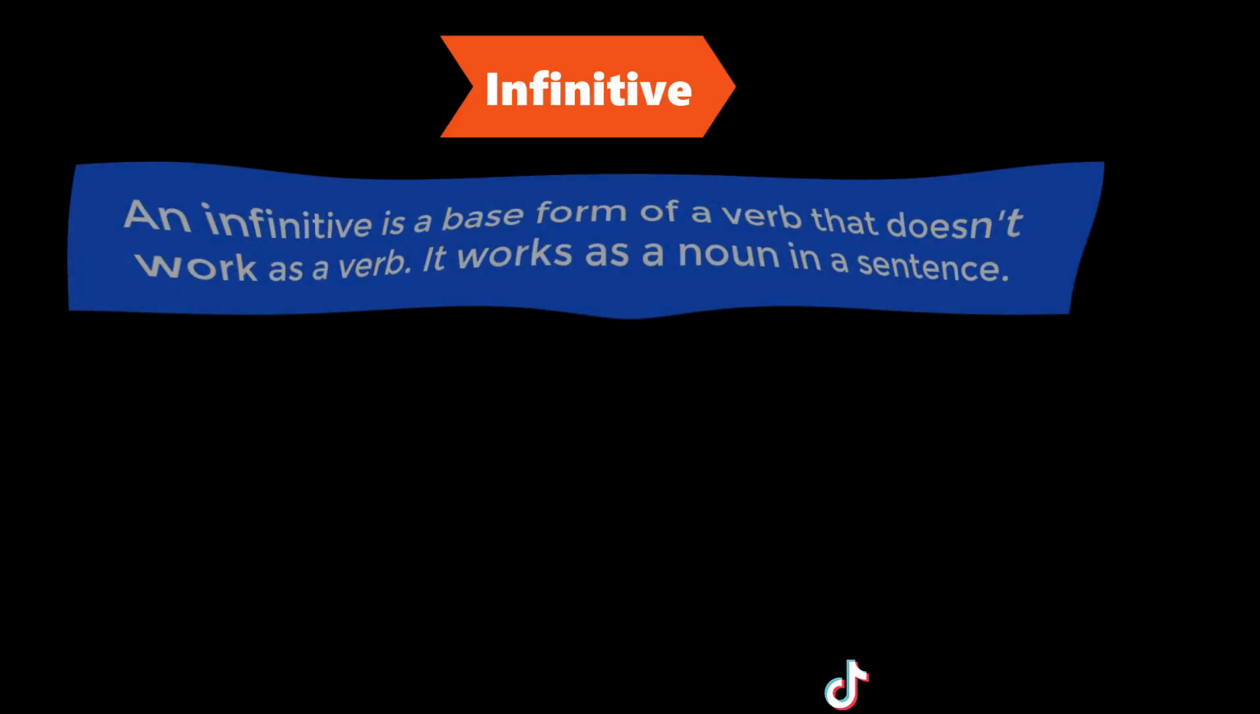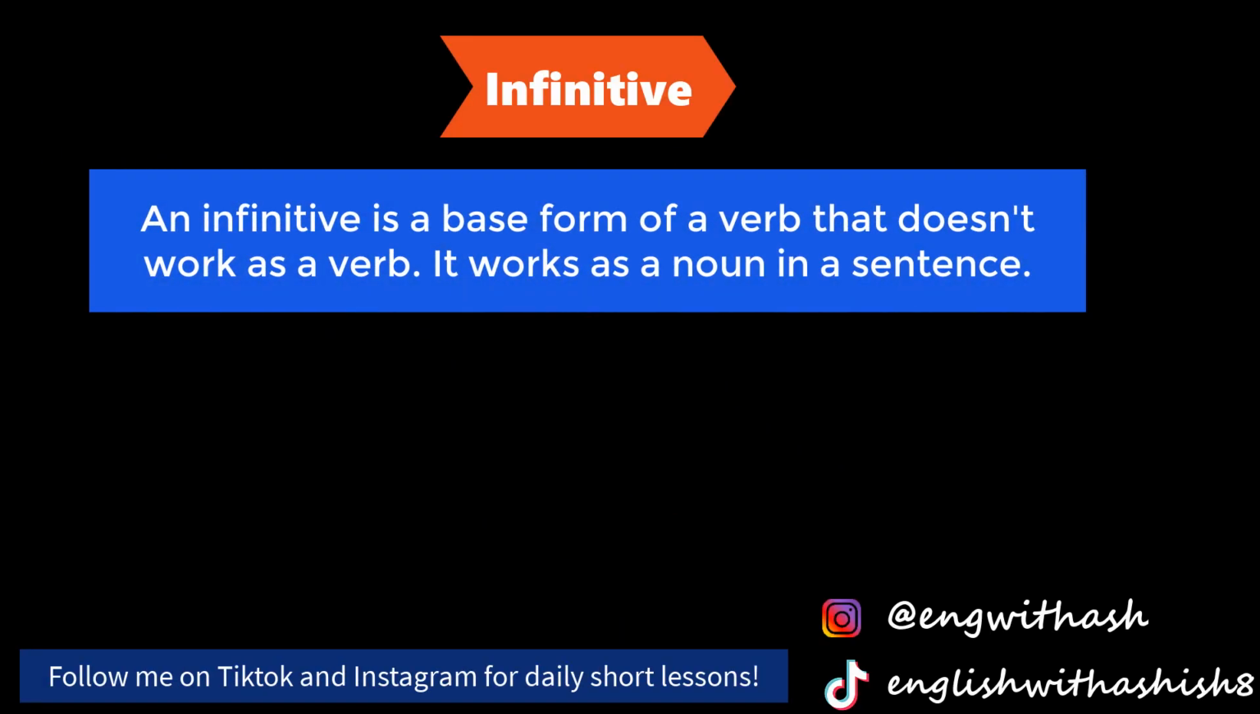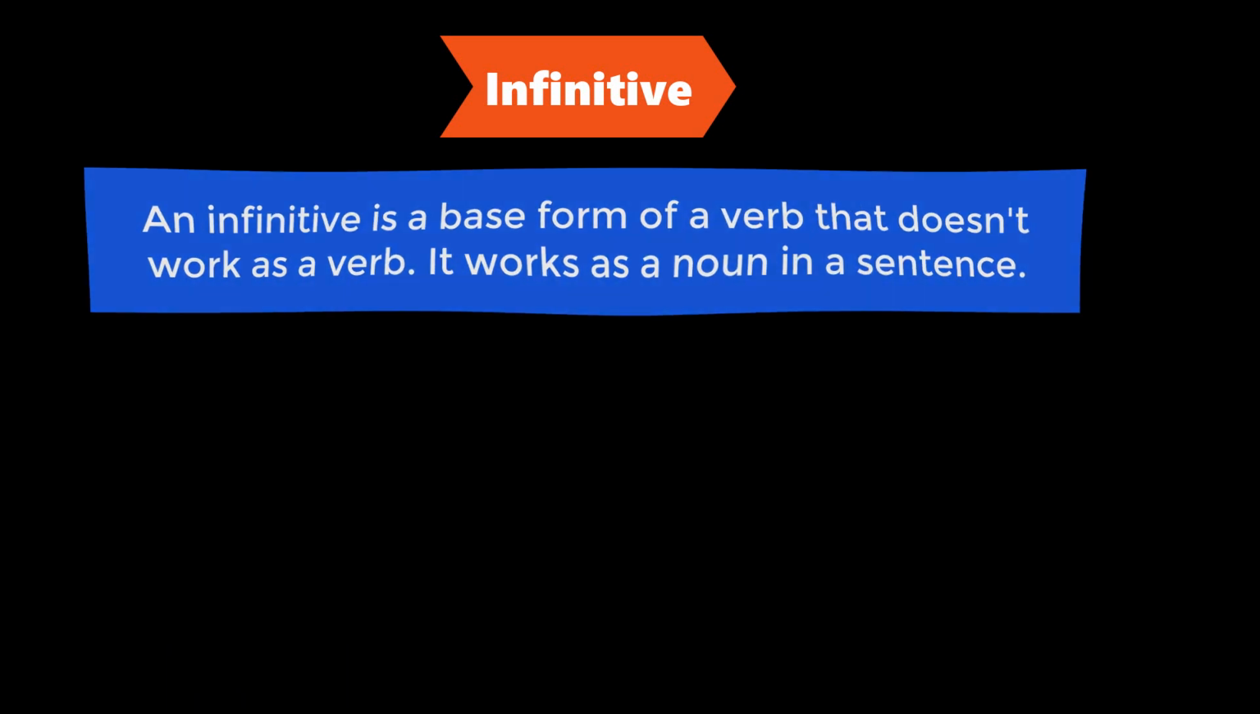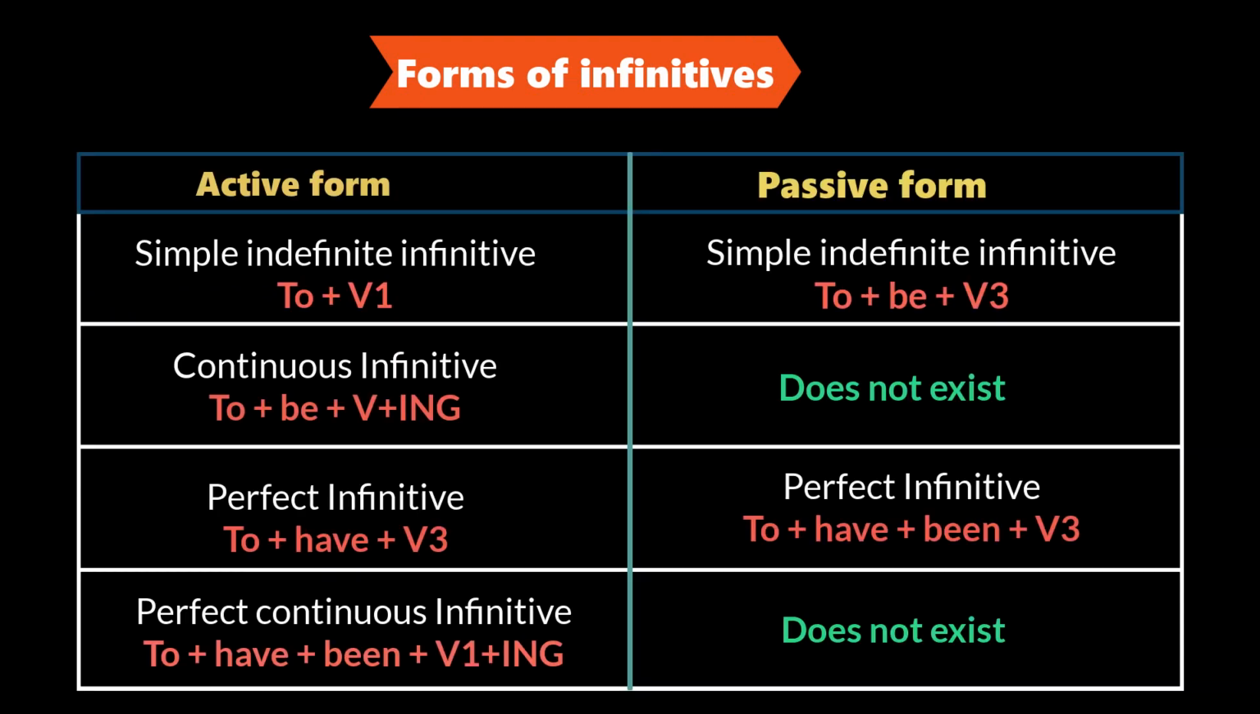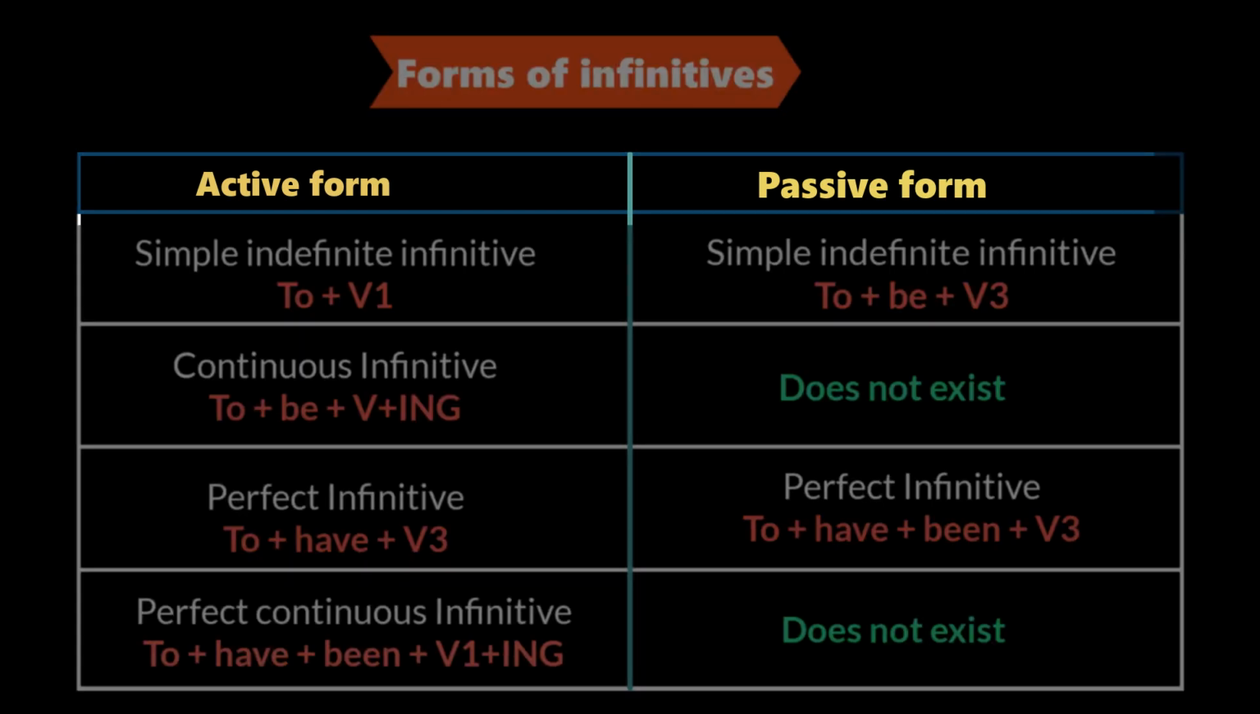Let's do it. Guys, we all know that an infinitive is nothing but a base form of a verb that does not work as a verb in a sentence. We all know that, right? Now, let us understand different forms of infinitives. So in English, we have two forms of infinitives. That is active form and passive form.